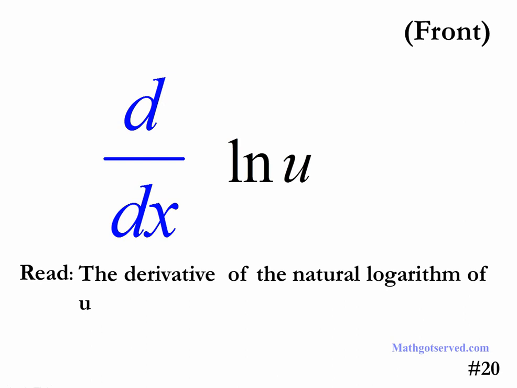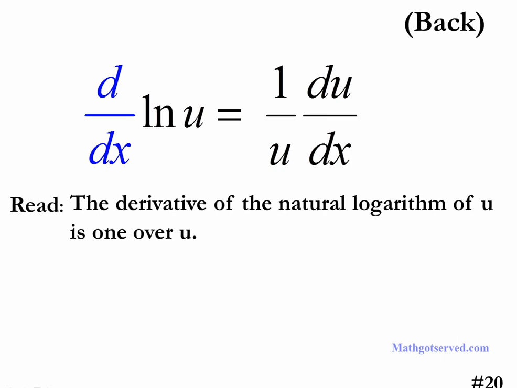This is read, the derivative of the natural logarithm of u. This is ln, it's not 1n, okay? This is ln of u. So the derivative of the natural logarithm of u is 1 over u du dx.